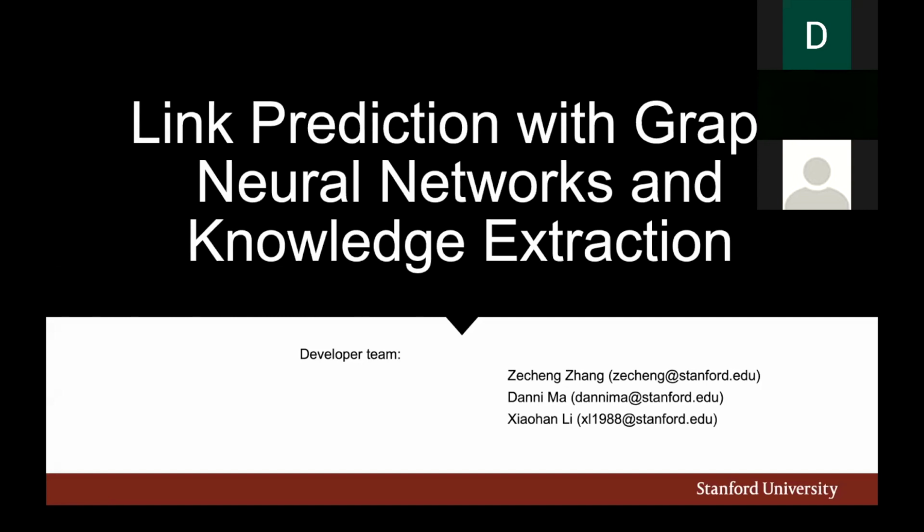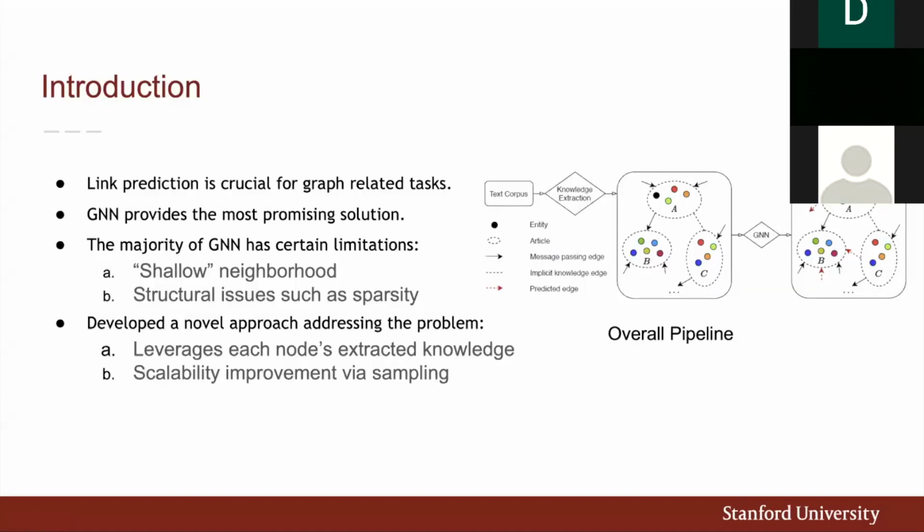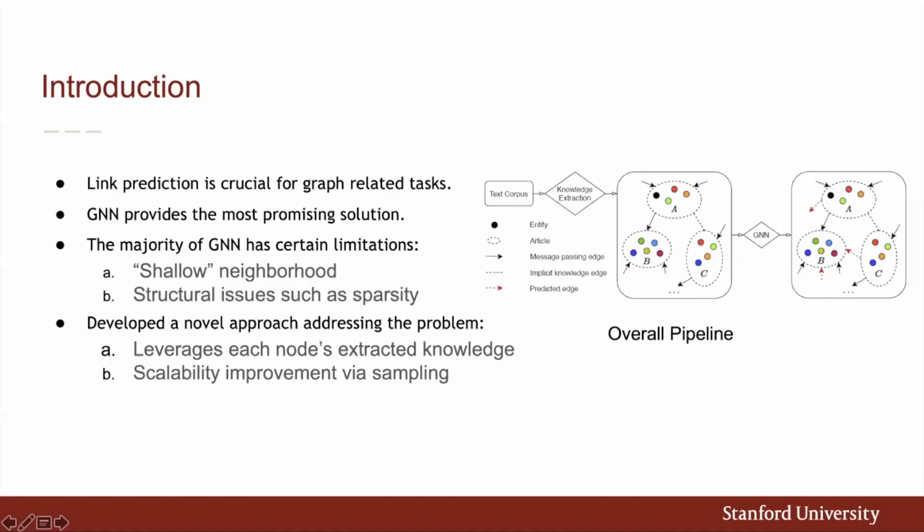This project is about link prediction with graph neural networks and knowledge extraction. Many real-world tasks can be transformed into graph-related tasks. There are certain drawbacks in graph neural network technologies. One of them is the shallow neighborhood. Another drawback in GNN is the structural issues.